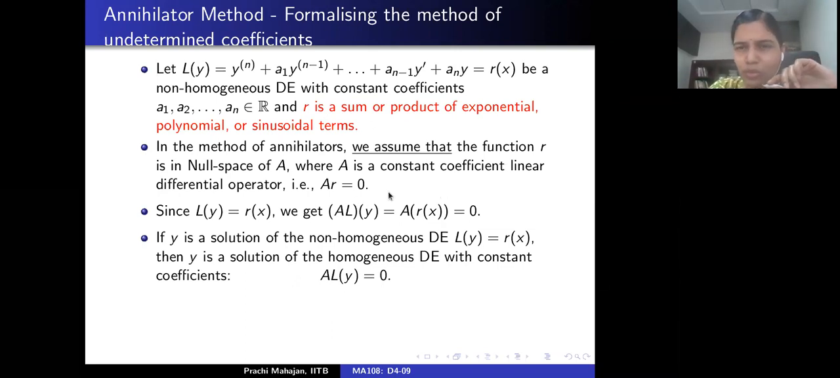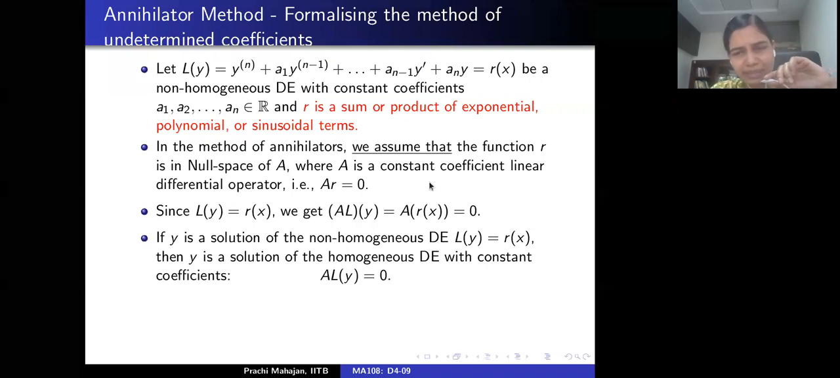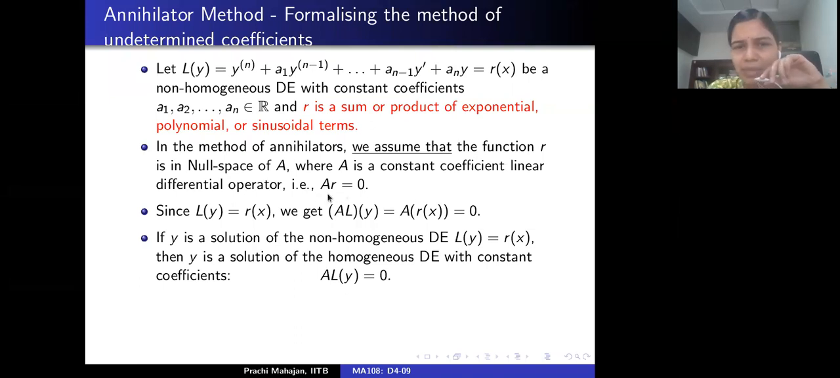Okay. Let's just run through the theory aspect of this method, and we'll see some examples. Suppose I'm able to find a constant coefficient linear differential operator A which annihilates R. That's the reason this is called an annihilator. What is gained by finding this A? If y is a particular solution of the non-homogeneous equation Ly equal to R(x), then y is going to be a solution of the homogeneous equation with constant coefficients ALy equal to 0. Is everybody with me on this?